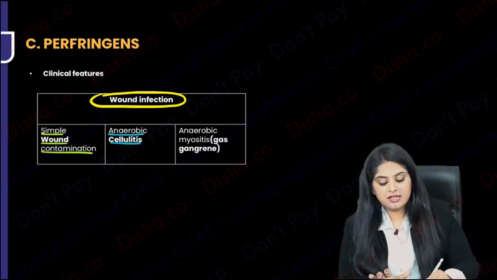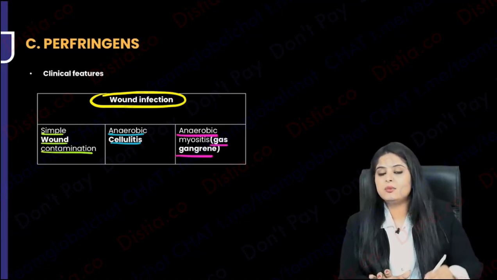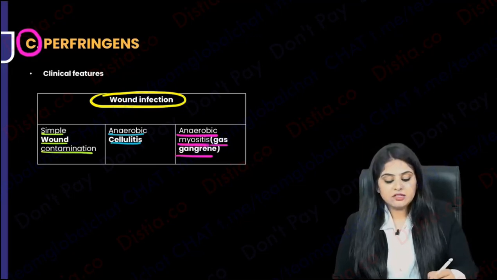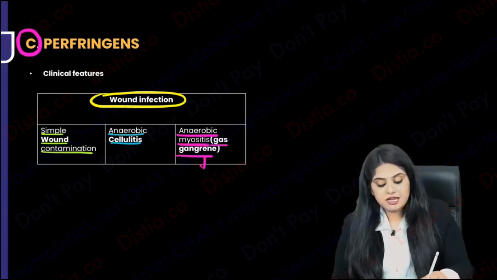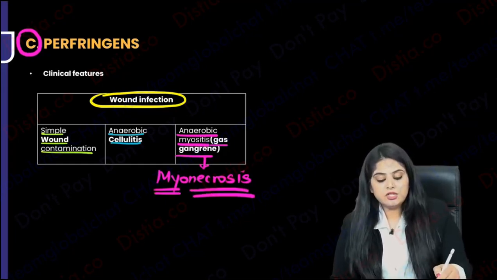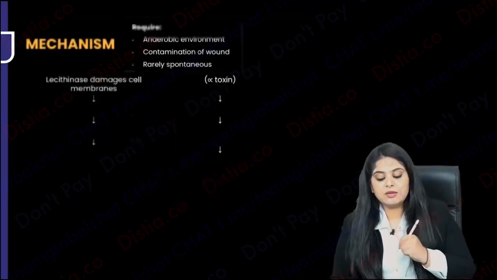What is gas gangrene? Why am I using the word anaerobic everywhere? Because Clostridium by definition is anaerobic. And myositis, because gas gangrene is a type of myonecrosis. It is a type of myonecrosis. So how is the muscle dying? How is that crushing injury, whatever injury we had, how is it making the muscle die? And that is what I'm going to tell you.